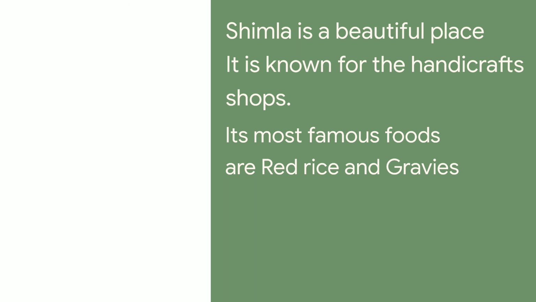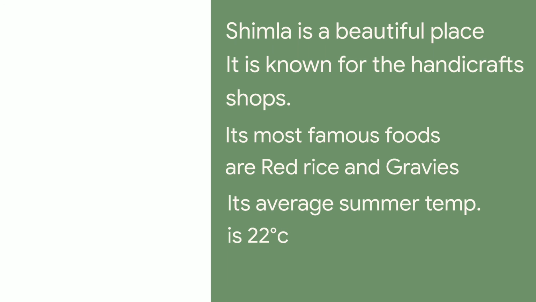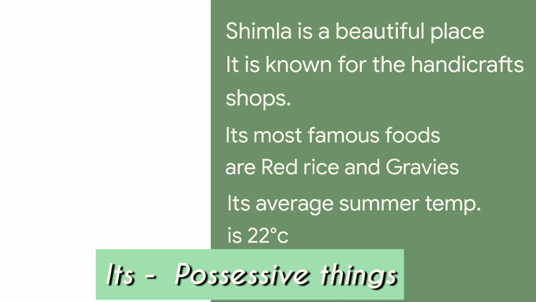In this sentence, the most famous foods are red rice and gravies, a possessive thing that Shimla has, so I use "its." Its most famous foods are red rice and gravies. For the possessive, we use "its." Its average summer temperature is 22 degrees Celsius. The temperature that Shimla has is a possessive thing. For that we use "its."